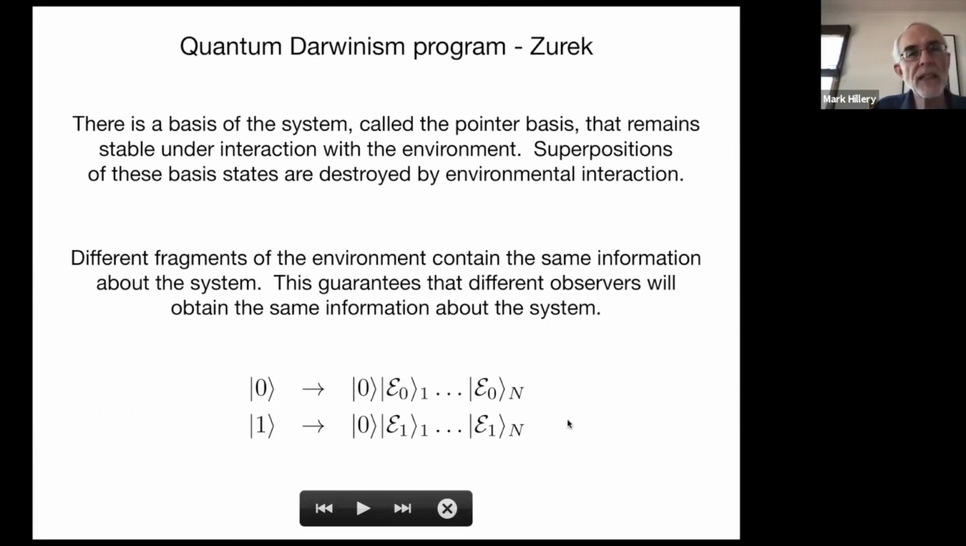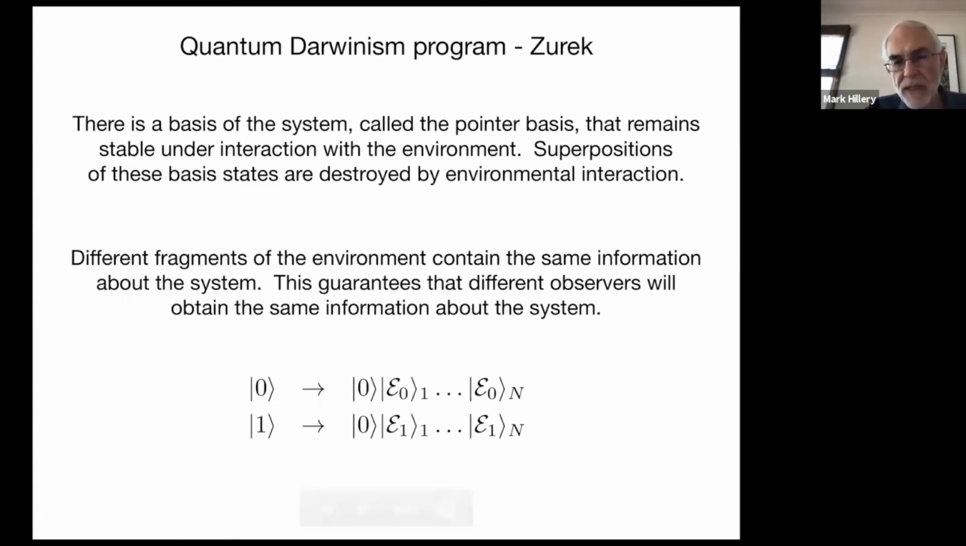This does not violate the no cloning theorem. You can clone states that are orthogonal. You can build a device that will clone 0 and 1, but then it won't clone superpositions of 0 and 1. So this is perfectly consistent with the no cloning theorem.